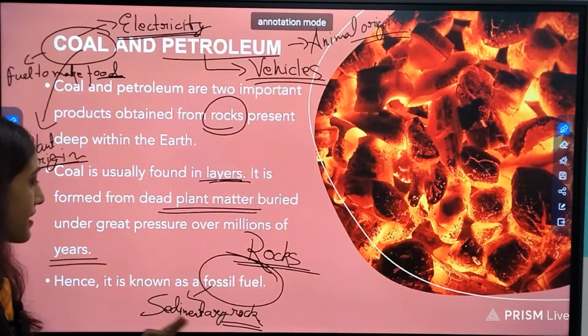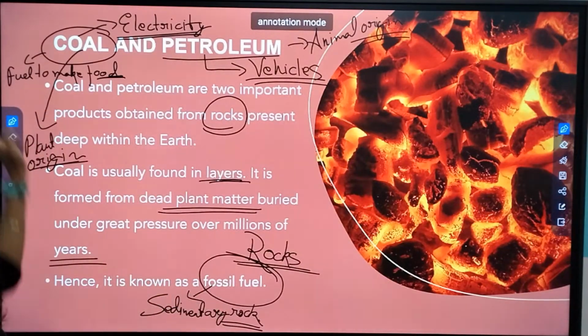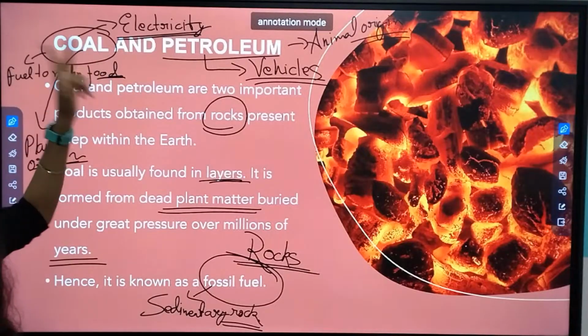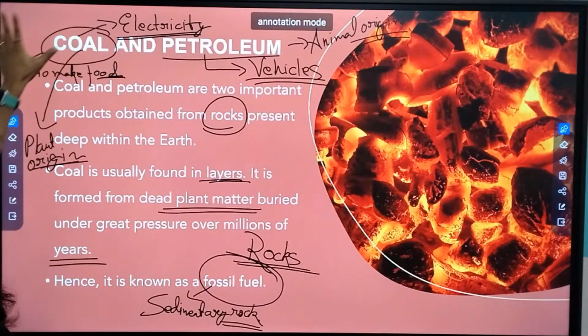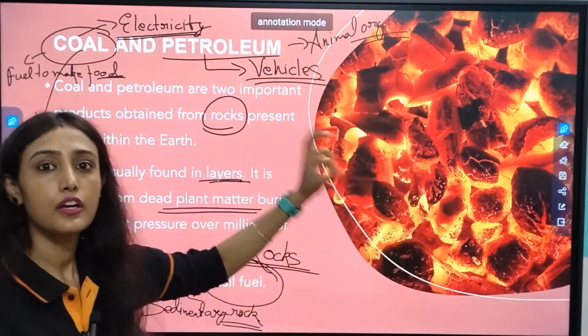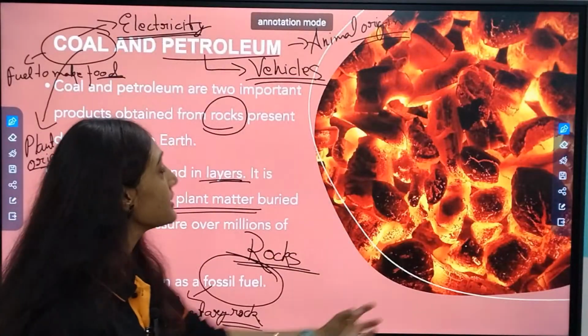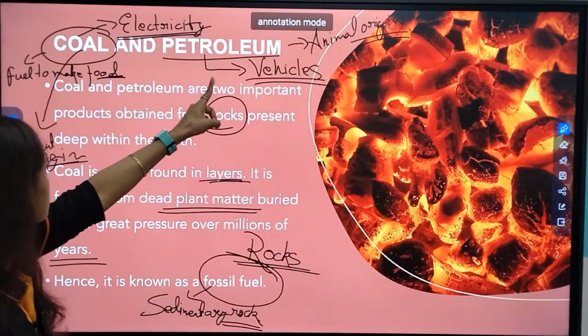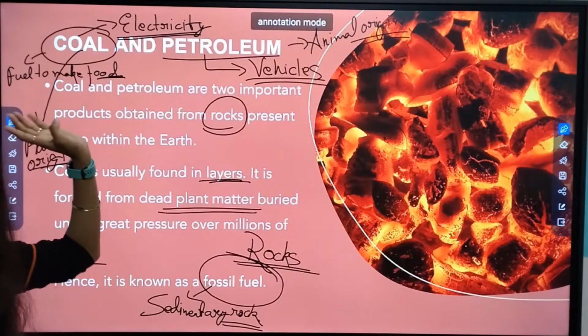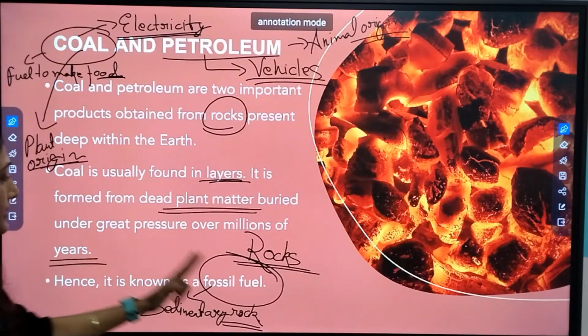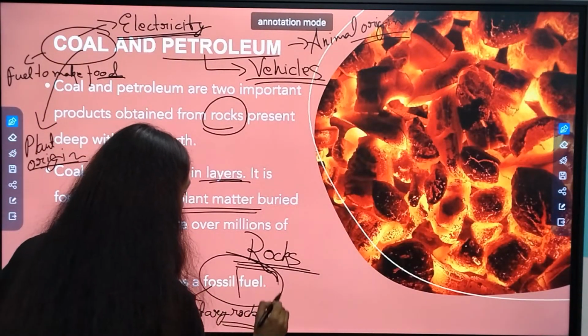And the way fossils are being formed, coal is formed in the same way. That is why, and it is used for what? Fuel. What is fuel? Something that is burned to produce a huge amount of energy. That energy is used to make electricity or to make food in villages. That is why it is known as fuel.